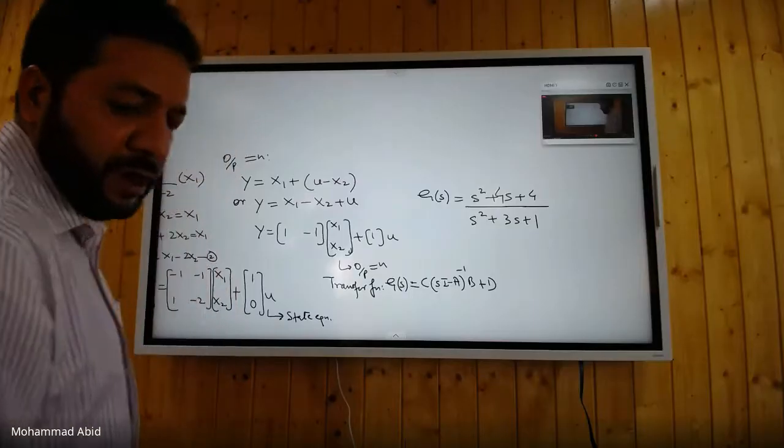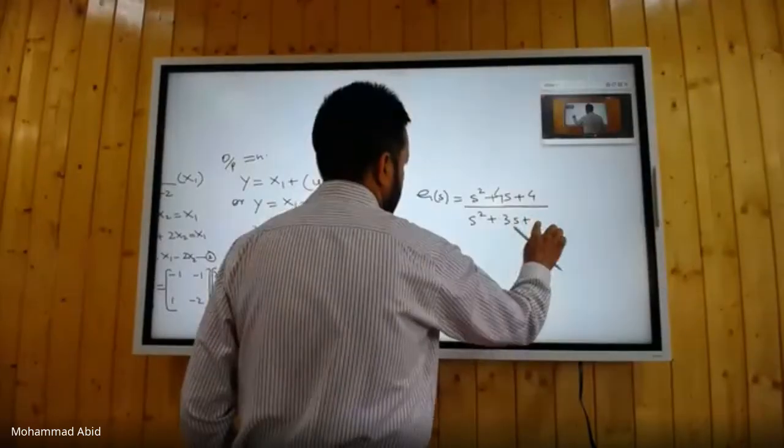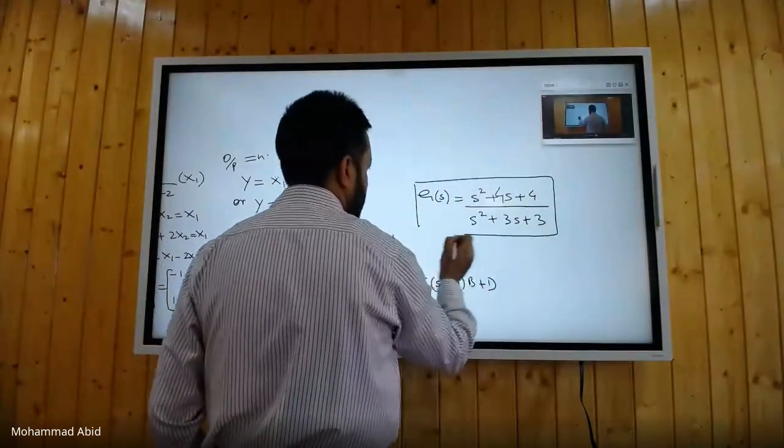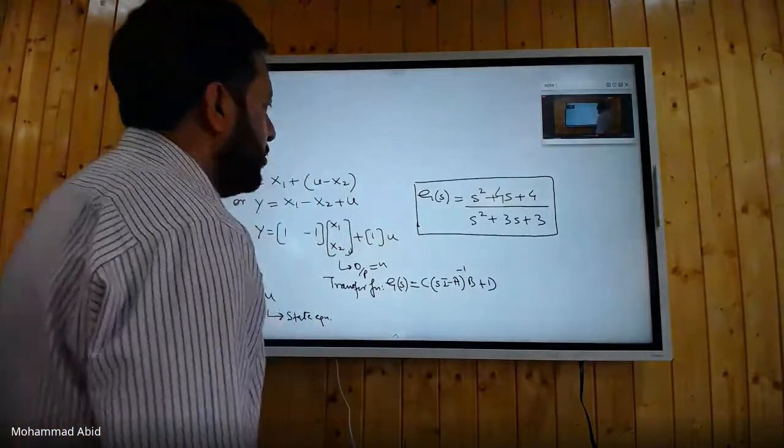हाँ सर. तो तीन लोगों के तीन आंसर्स आ गए. So even I got the same answer. In the place of 1, it is 3. Just repeat what is the answer. s square plus 4s plus 4 by s square plus 3s plus 3. डिनोमिनेटर में सर 1 की जगह 3 आएगा. ठीक है, ठीक है. So this is the transfer function.